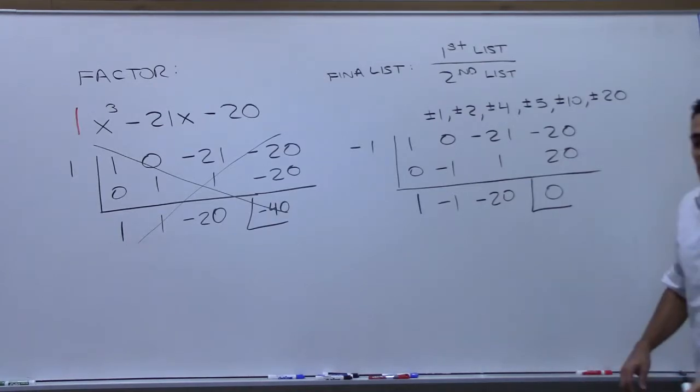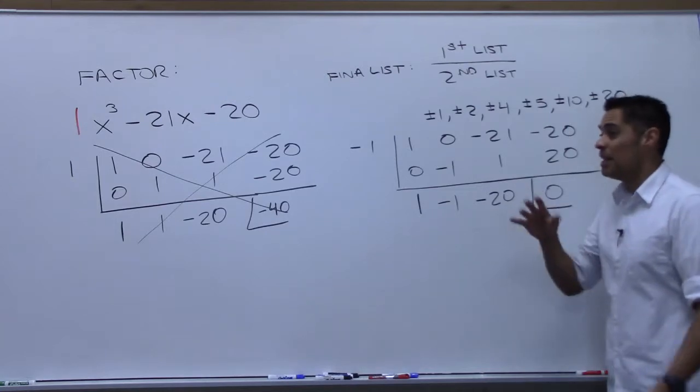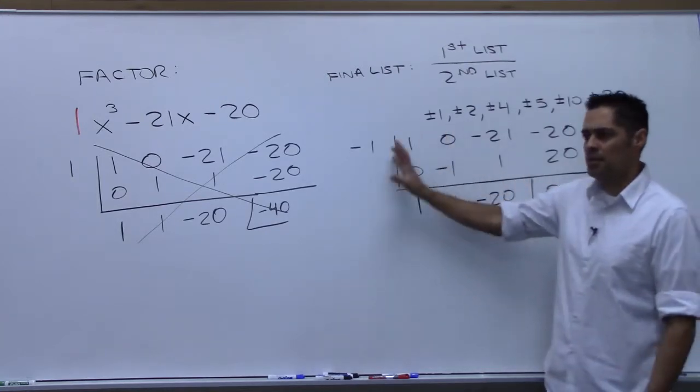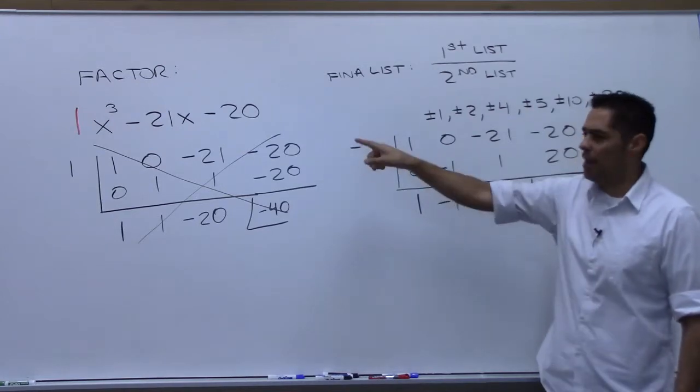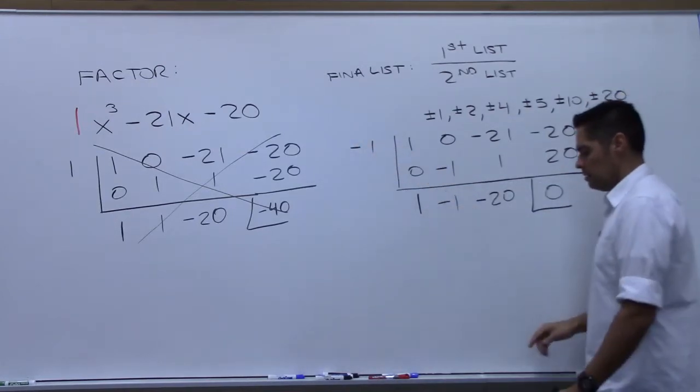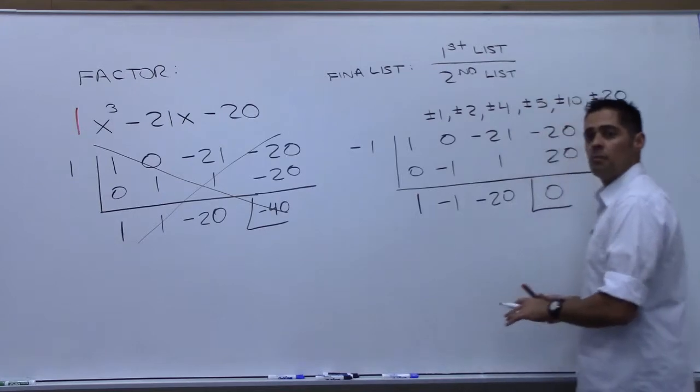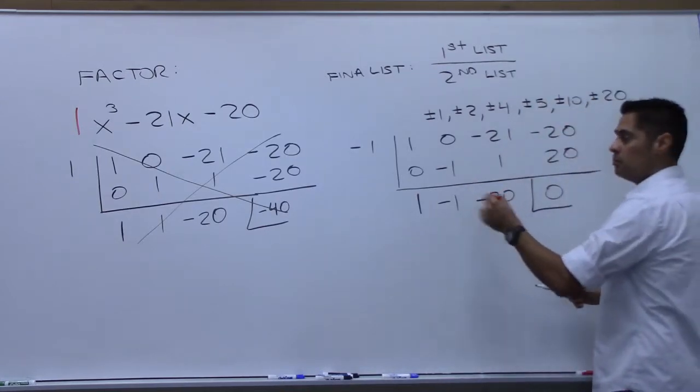So this is where last class I said our ultimate goal was to be able to read this table, and this table would tell us the answer as far as how that factors. Do you remember what I look at? Yeah. What do I do?